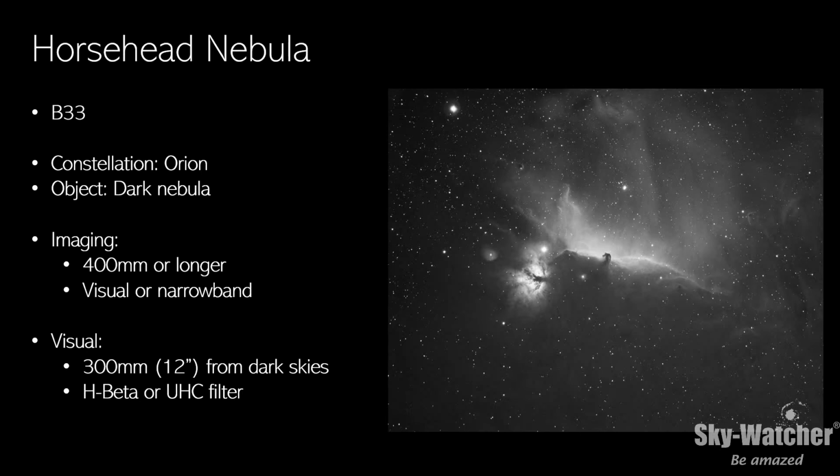If you're going after the Horsehead visually, it takes a lot of patience. If you can get Alnitak, that bright star, out of the field, that's very helpful as well, just to get the glare out. A good H-beta filter is best, though you can use a UHC filter because it does pass H-beta. So if you really want a visual challenge, the Horsehead Nebula is something that comes up every winter. It's very easy photographically, but it's a challenge visually.